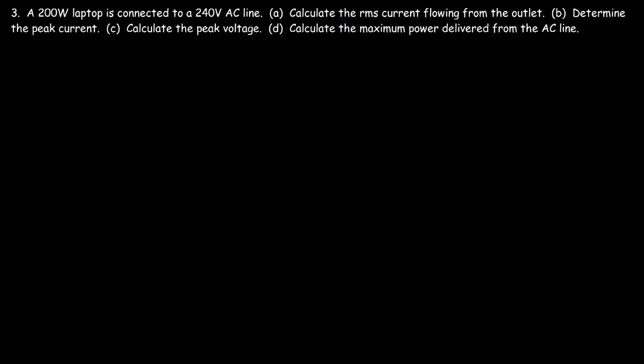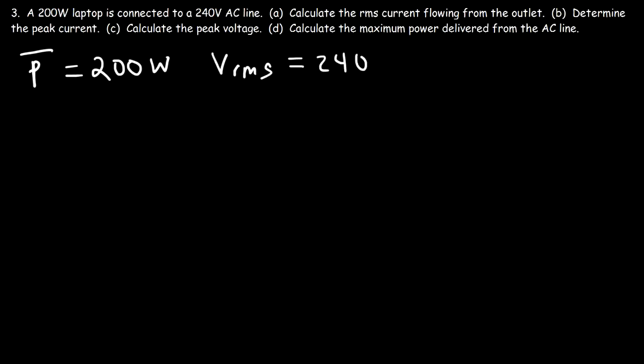Number 3, a 200 watt laptop is connected to a 240 volt AC line. Calculate the RMS current flowing from the outlet. So we have the average power that's consumed by the laptop. It's 200 watts. And the line voltage, that represents the RMS voltage, the root mean square voltage. And so that's 240. So in part A, our goal is to calculate the RMS current.